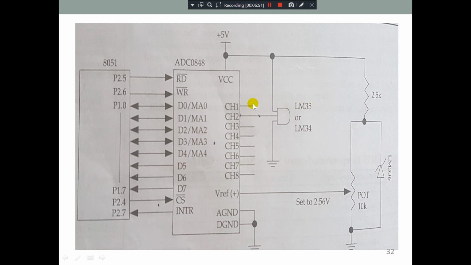This LM35 is your temperature sensor which is connected to channel 2, and the voltage for ADC as well as microcontroller we are giving 5 volts. Here it is grounded, and this one, the V reference, we are giving through a pot of 10K. Okay, so this is how the pins are interfaced with the microcontroller to ADC, then to LM35, that is temperature sensor.